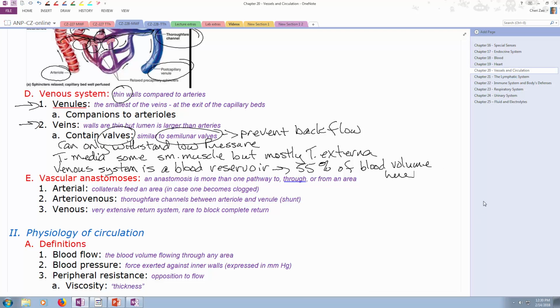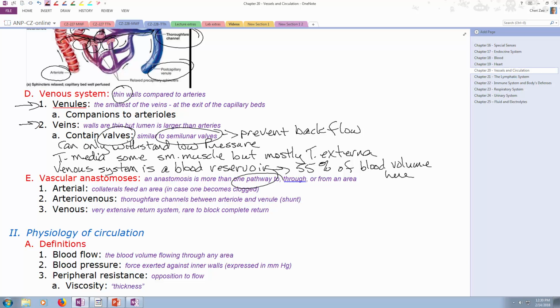Vascular anastomosis. Okay, so the vascular tree has additional branches or additional pathways through, to, or from an area. So blood supply to your hand. You already know the name of two vessels that supply blood to your hand. Radial artery, ulnar artery. So we have two blood vessels already going to your hand to supply blood to your hand. They also supply blood to your forearm, but more importantly, they're sending arterial blood to your hand.